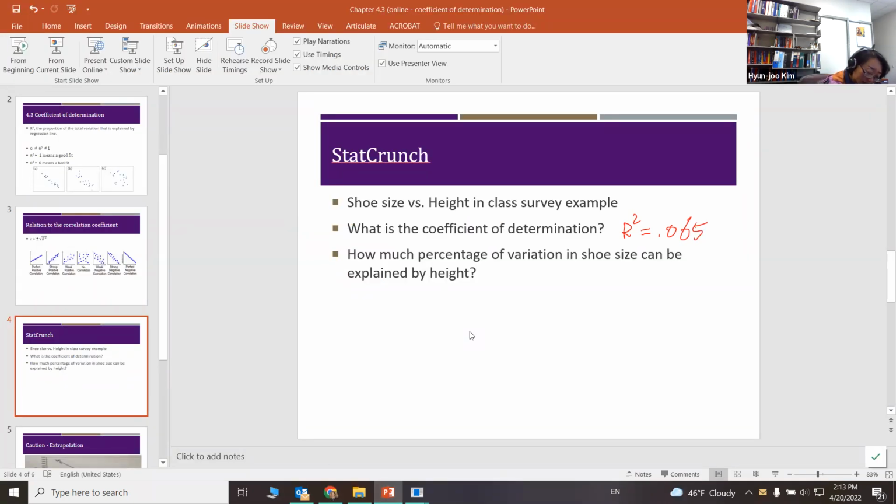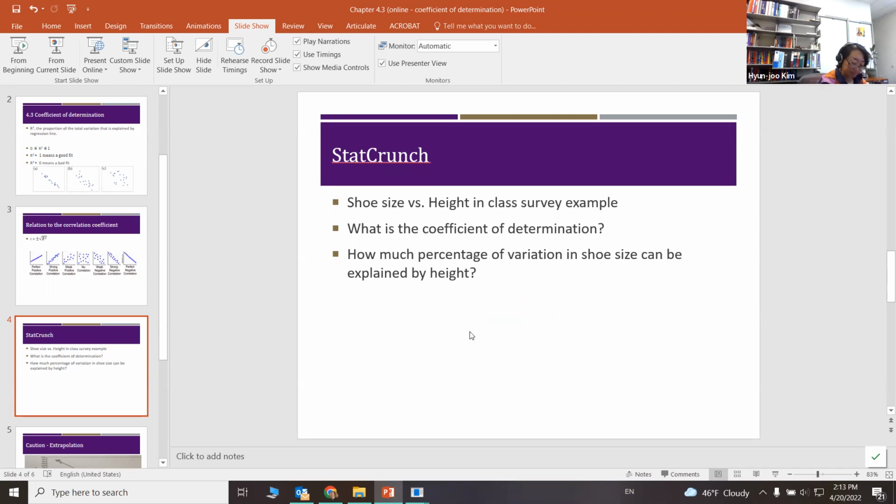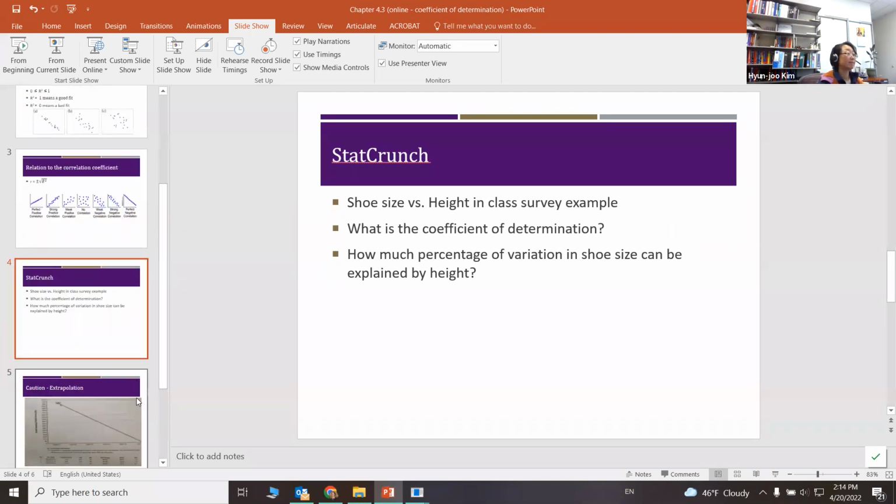So what it means is that 6.5% of the total variation can be explained by the linear regression line. So what do you think? It's actually a pretty small percentage, right? But that's how you would use R squared.